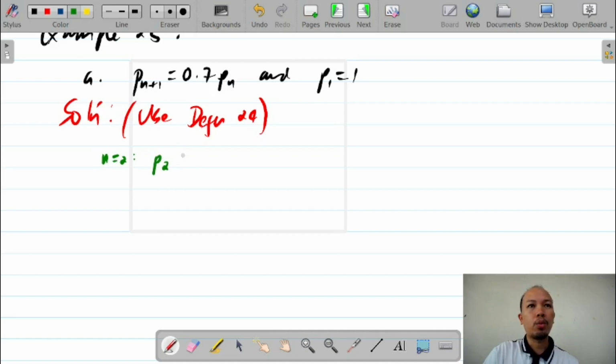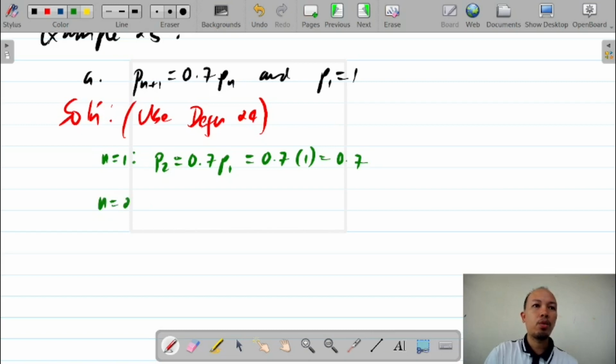When n is equal to 1, p sub 2. So replace our n by 1. So we have p sub 2 is equal to 0.7 p sub 1, and we know that our p sub 1 is 1, so this is 0.7.